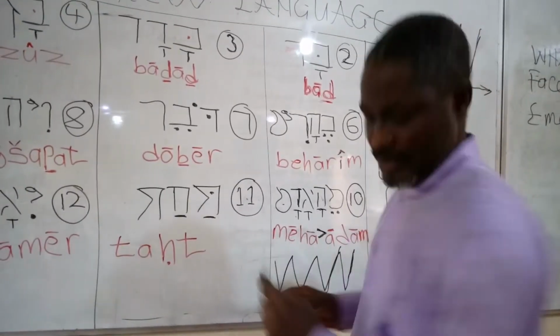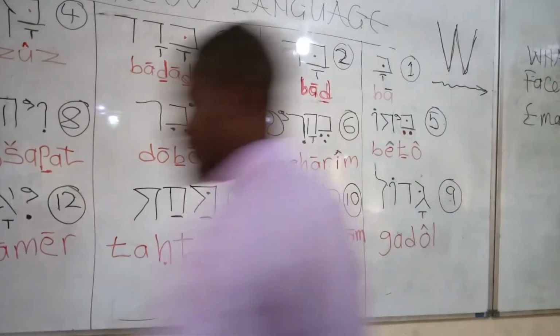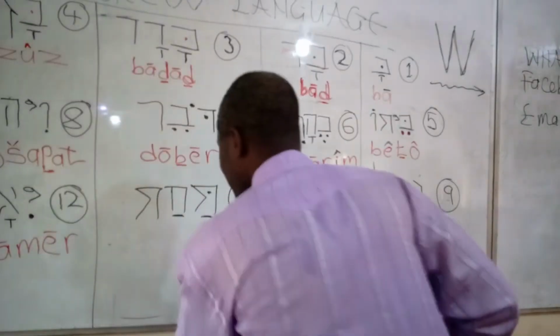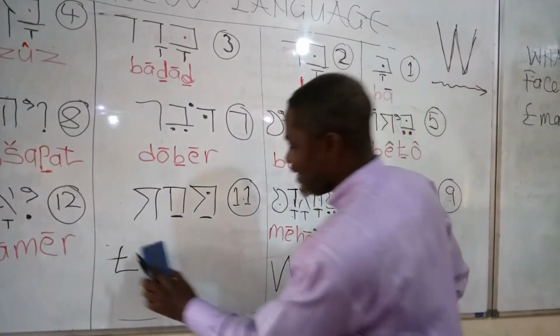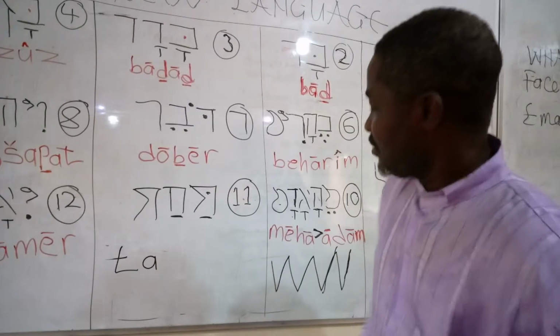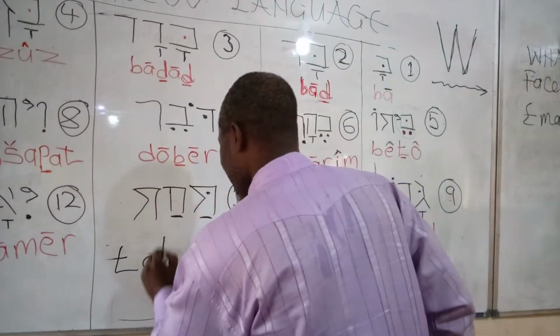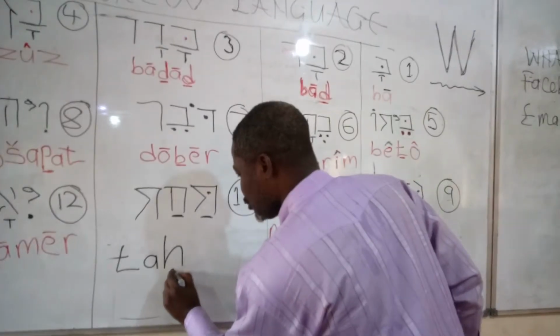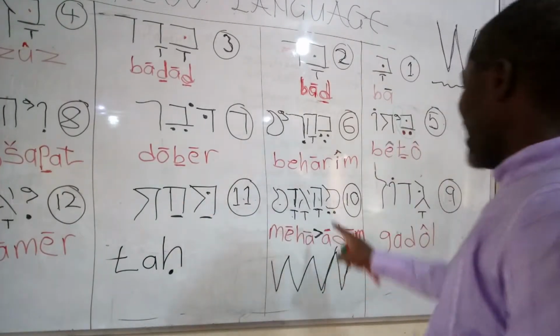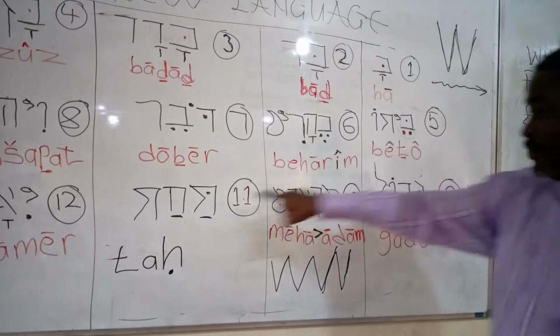Ta'at. This is wrongly written. Let me rub it off and write the correct one. Ta'at. So here you have to put a sign on top of it because it's not a long vowel. Ta. Then you have et. This has a dot because it's different from A. This is A, but this is et.